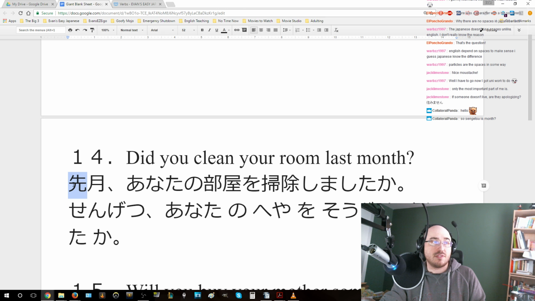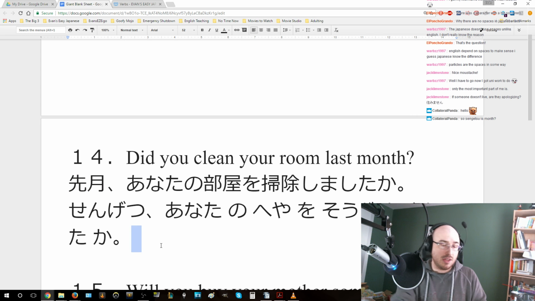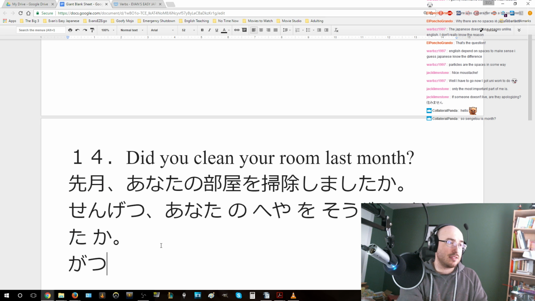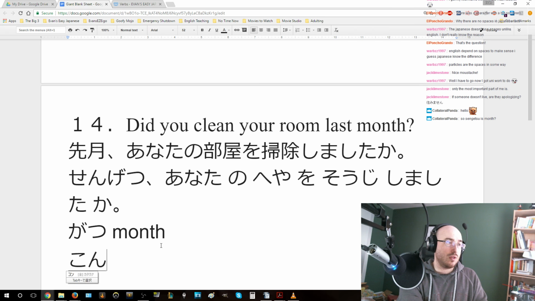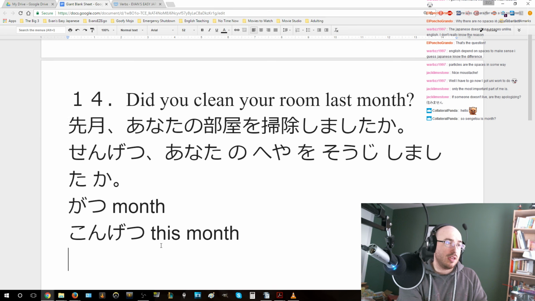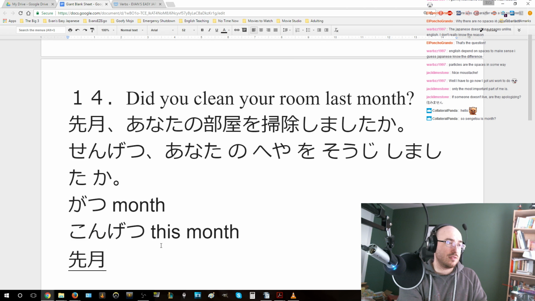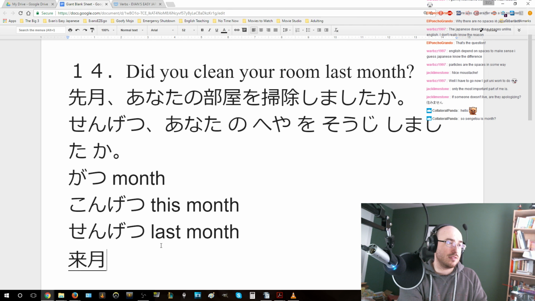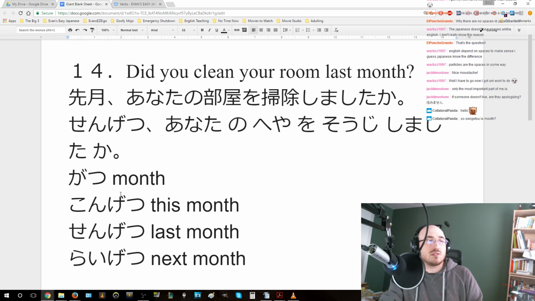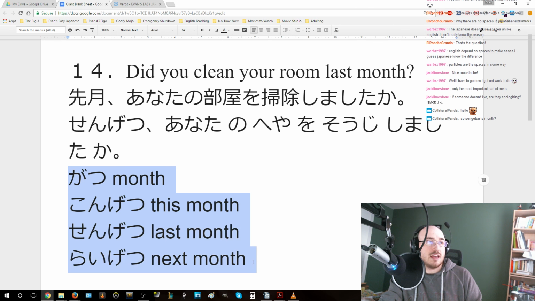Sengetsu. This is the kanji for last, and this is the kanji for month. Month is gatsu. Gatsu is month. Kongetsu. Kongetsu is this month. Sengetsu. Sengetsu is last month, and then raigetsu. Raigetsu is next month. So those are your months, things like that.